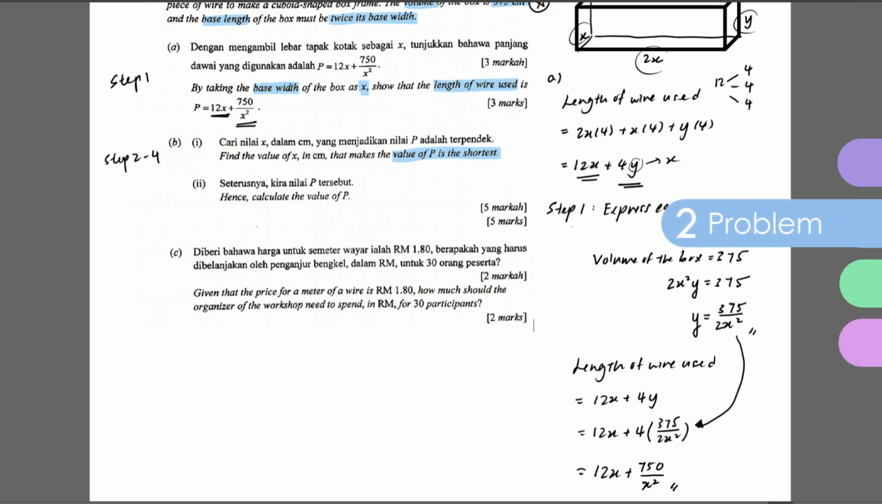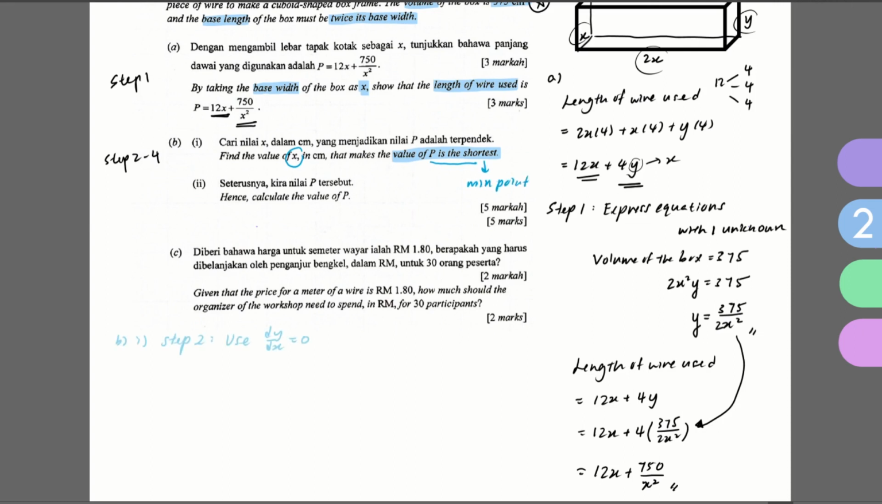For part B1, we are trying to find the value of x, and we need to make sure the value of P is the shortest. So here it means we need to find the minimum point. To find the minimum point, we need to differentiate the equation that we have and set it equal to 0. This is because it helps us to find the turning points. Turning points can be of two kinds: one is the minimum and one is the maximum. In another video, I explained this in quite some detail, so I'll put the link in this video.